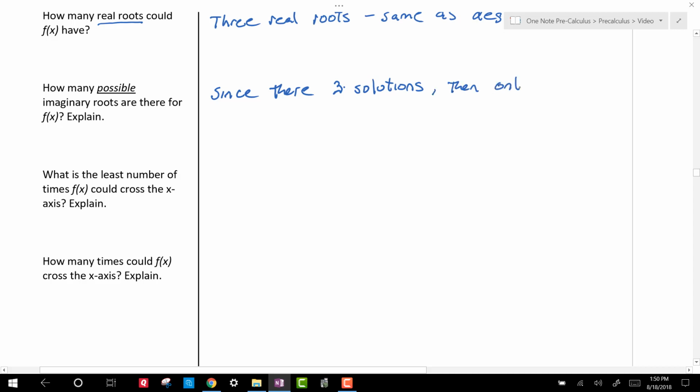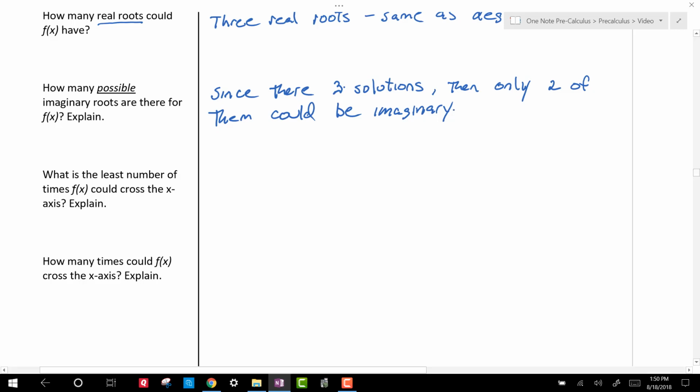All right? So since there are 3 roots, and I'll say 3 solutions, which means the same thing, then only 2 of them could be imaginary. Hopefully that makes sense: if I have 3 solutions, I can only have 2 of them as imaginary. I learned how to spell and talk at the same time here. Imaginary. So if it was a 4th degree polynomial, I could have 2 sets of 2 imaginary solutions for a total of 4 imaginaries.